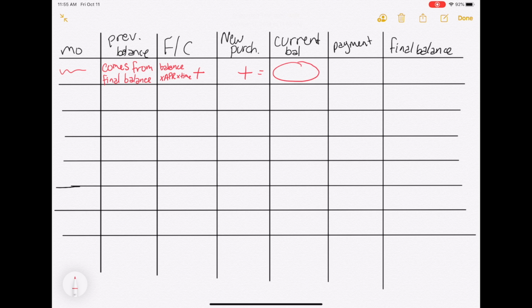Then we're going to have any payment. In these examples, she's just paying her minimum in this blue box of 1.5%. So we would take that percentage that she's paying times the current balance that we just looked at. Current balance minus the payment will equal our final balance, and that final balance will go to the previous balance. And it just becomes a cycle.